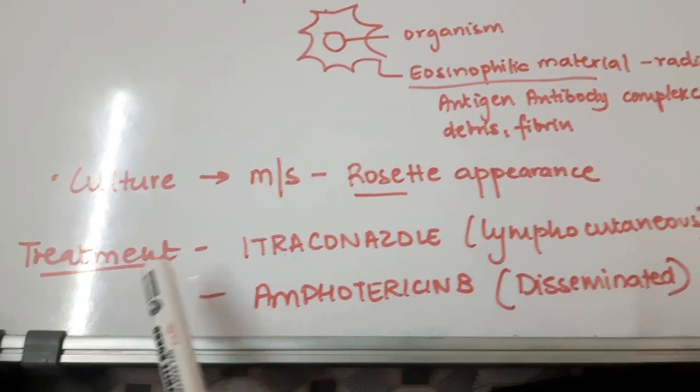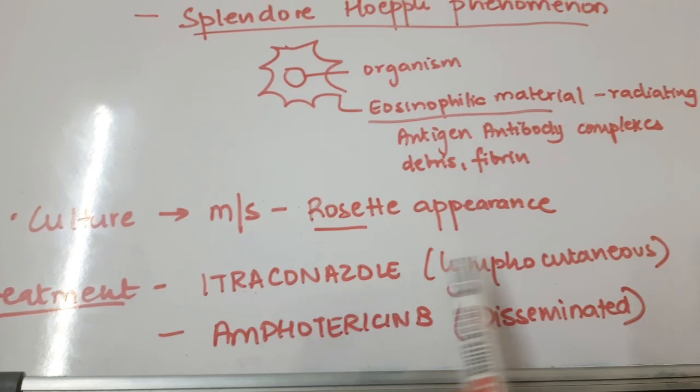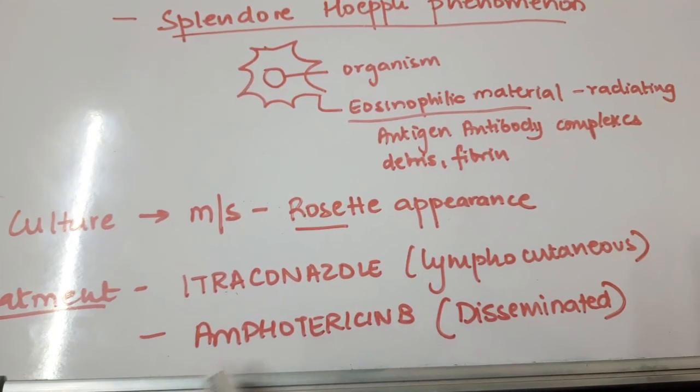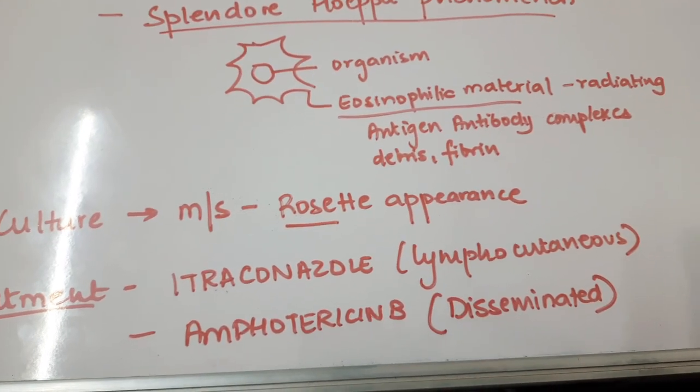In the treatment, we have itraconazole for lymphocutaneous disease and amphotericin B for a disseminated disease.